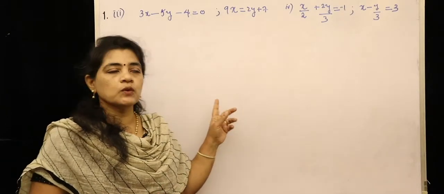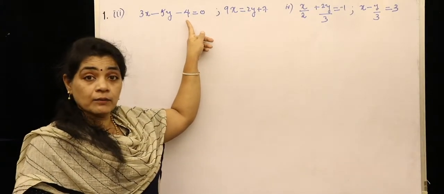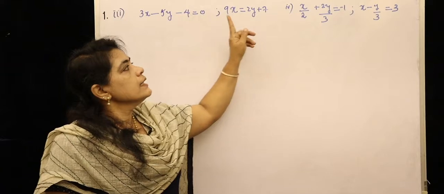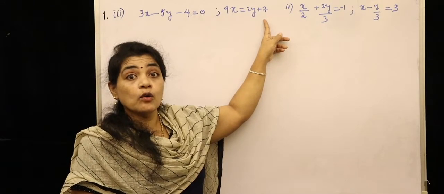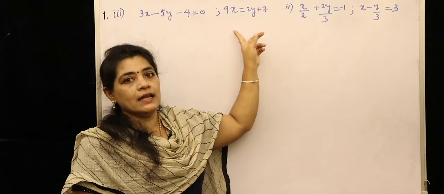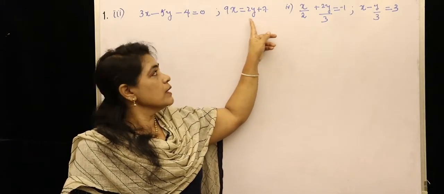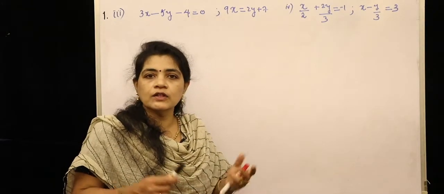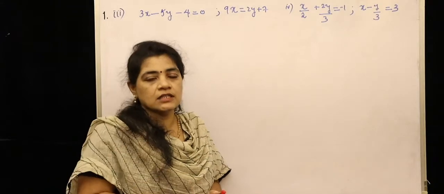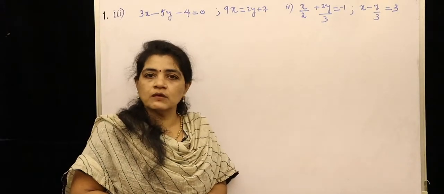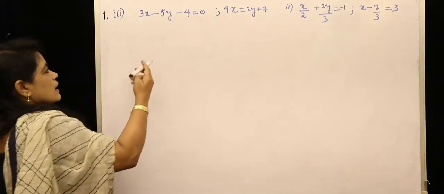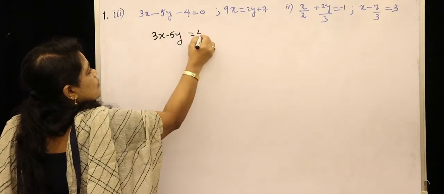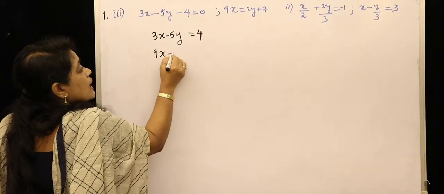So children, in the first equation, the constant minus 4 is in the LHS. So in the first step, we have to take this into the RHS. The same way in the second equation, we take only the variable term 2y to the LHS. So positive 2y becomes minus 2y in the LHS, and we keep 7 in the RHS itself without any sign change. That is the first step. So here we are getting 3x minus 5y equal to 4, when minus 4 becomes positive 4, and 9x minus 2y.